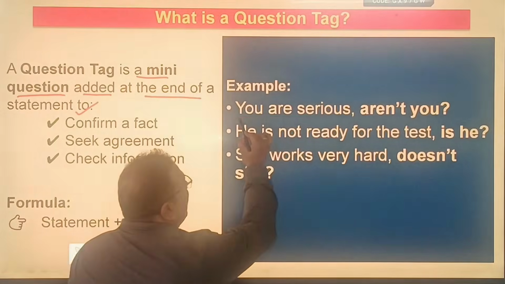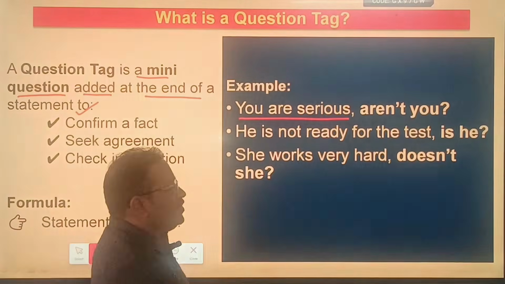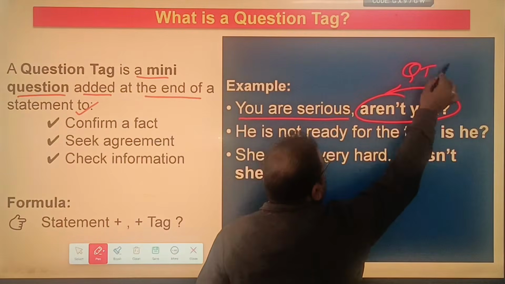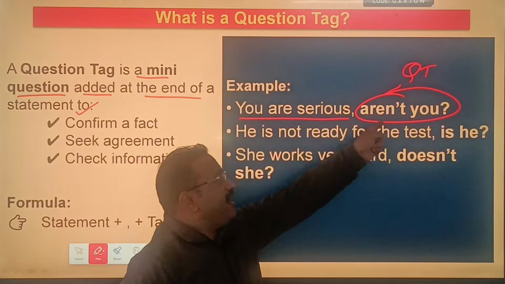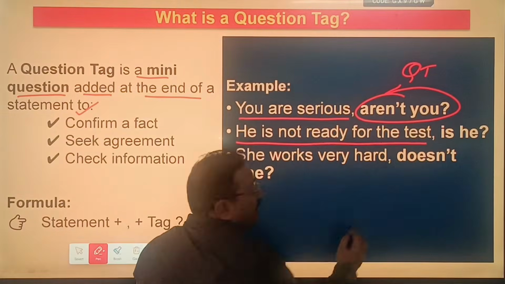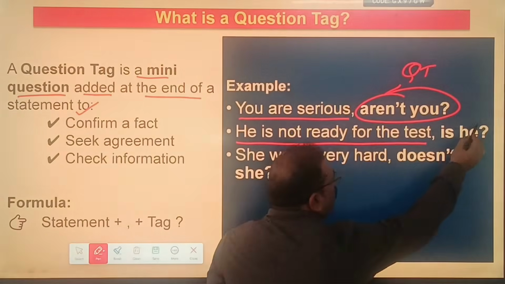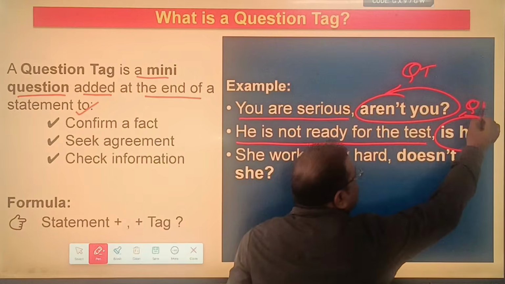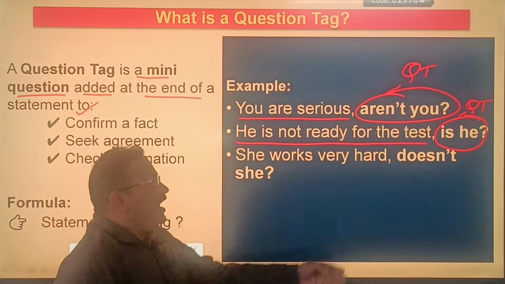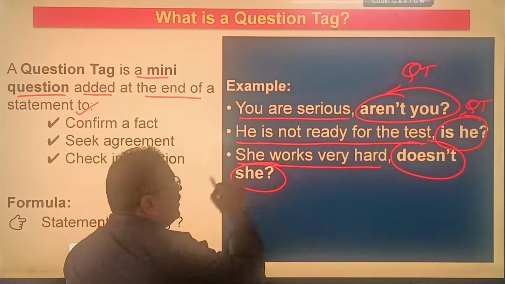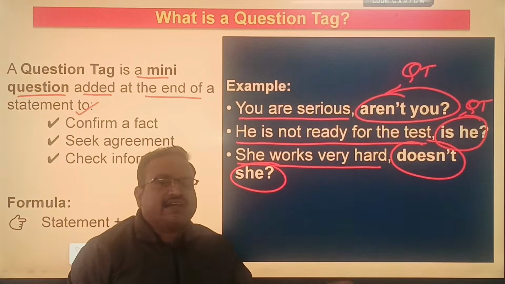Let us see. You are serious. This is what? Statement. Aren't you? After comma, you can see, this is what? This is question tag, where it is being tagged at the end of this statement. He is not ready for the test. This is statement. After comma, you have is he, where it is being added after the end of this statement. She works very hard. This is a statement, and this is question tag. Doesn't she? So question tags are added or tagged at the end of any statement.